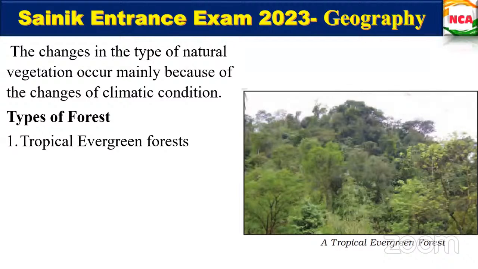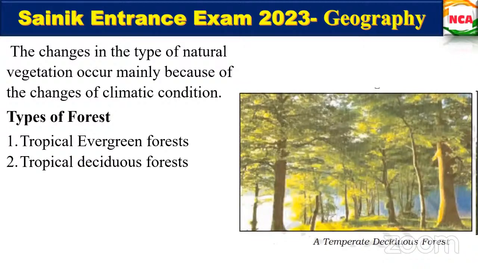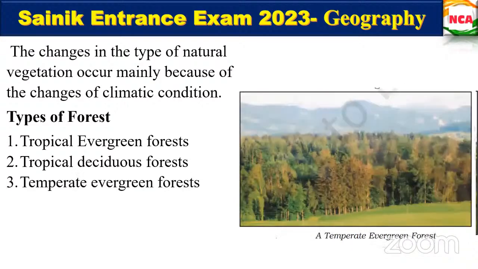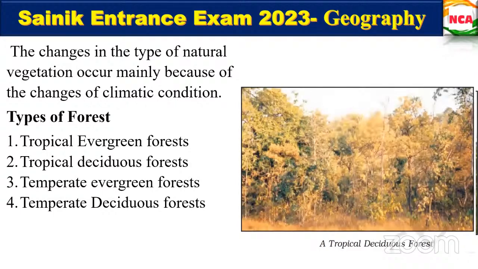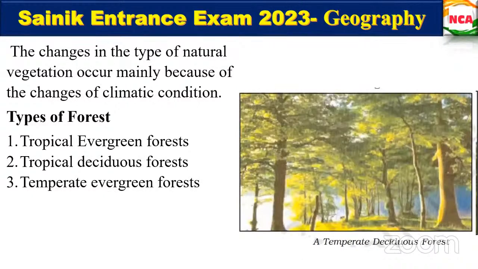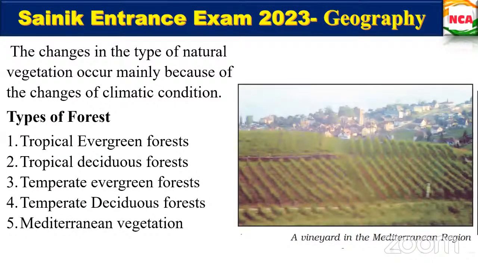Yes, fine. That's good. Next we have seen tropical deciduous forest. This is the temperate deciduous forest. I will show you the tropical deciduous forest, okay? Next is temperate evergreen forest. This is the temperate evergreen forest. Next is temperate deciduous forest. This one is temperate deciduous forest, okay? Next is Mediterranean vegetation. In the Mediterranean region, we mostly see only shrubs. We don't find very tall trees in the Mediterranean region.